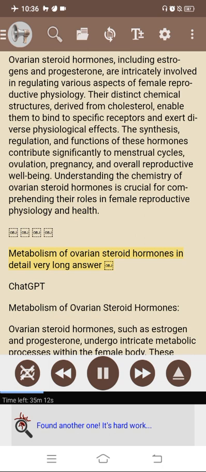Metabolism of ovarian steroid hormones in detail. Very long answer. ChatGPT. Metabolism of ovarian steroid hormones.